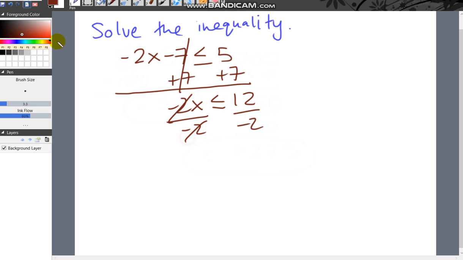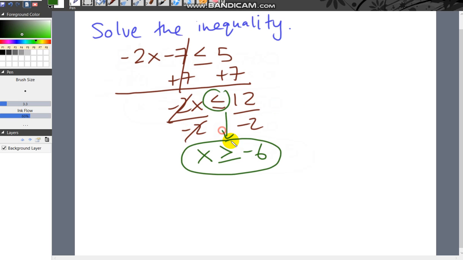Negative 2's cancel. Now, if you remember something about inequalities, when you divide by a negative number, what happens with this inequality sign? It's going to flip. So it turns around. So x is greater than or equal to negative 6. So there we go, this is how that works. Just as a reminder, anytime you divide by a negative number or even multiply by a negative number, the inequality sign flips around, as you can see there. Okay, so that is basically how that one works.